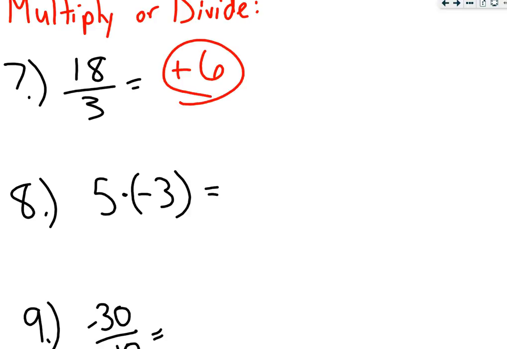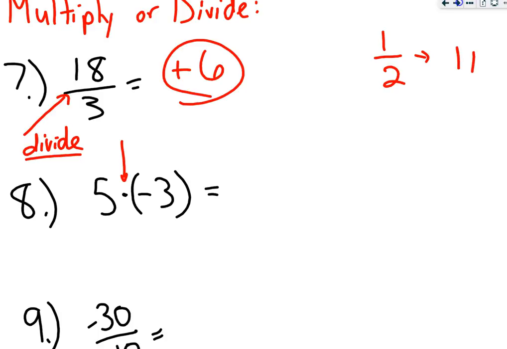Number 8, that dot again means to multiply. I forgot to mention number 7, this fraction really just means to divide. Please don't get that confused. All fractions are just division problems. For example, 1/2, that is really 1 divided by 2, giving you 0.5. So please be aware, all fraction bars really mean to divide.